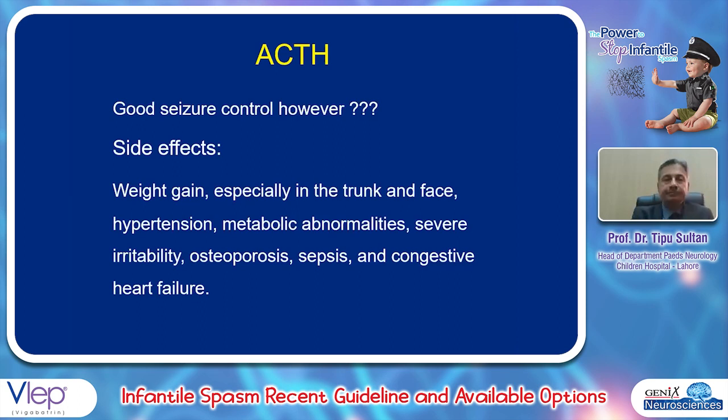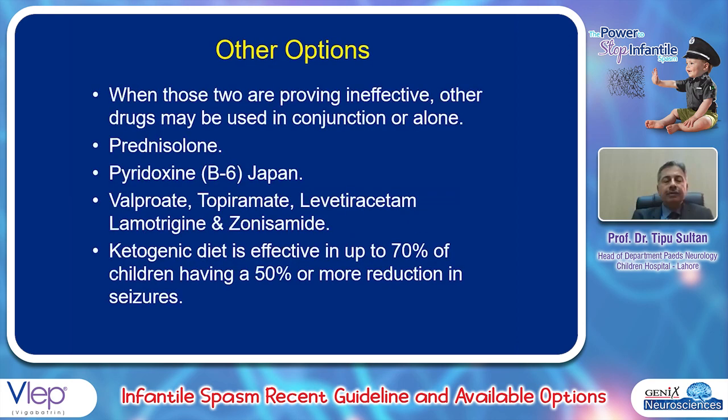If we further expand our horizon in the management of infantile spasm, there are still many other options, and these are pyridoxine, valproate, topiramate, levetiracetam, zonisamide. Zonisamide is not easily available in Pakistan. However, valproate, topiramate, and levetiracetam are easily available in Pakistan.